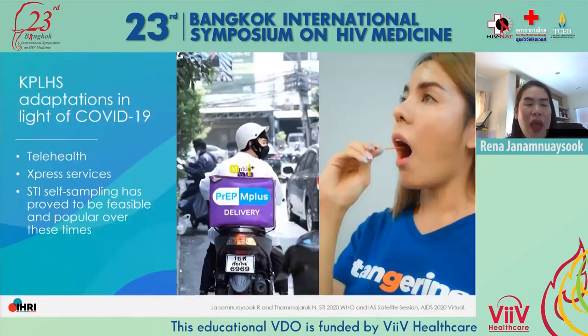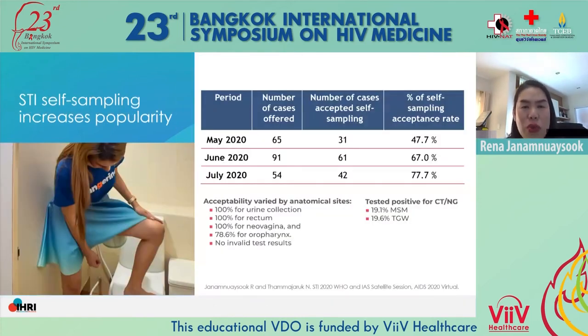organization. And in light of the COVID-19 pandemic, we are able to adapt the KPLHS service delivery model. We actually developed the SOP to provide telehealth, express services, as well as integrated self-sampling collection for chlamydia and gonorrhea. And it has been proven to be feasible and popular during the COVID-19 pandemic in Thailand. And these slides show you the data from the 3 months of May to July 2020, which was last year.